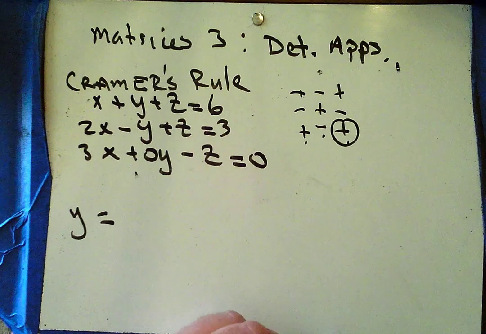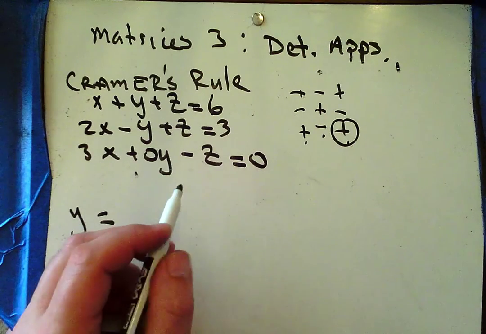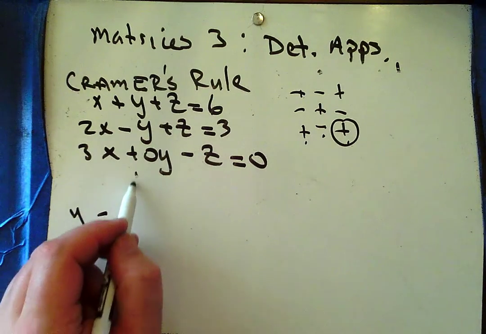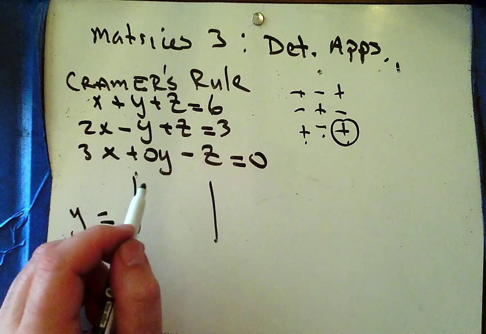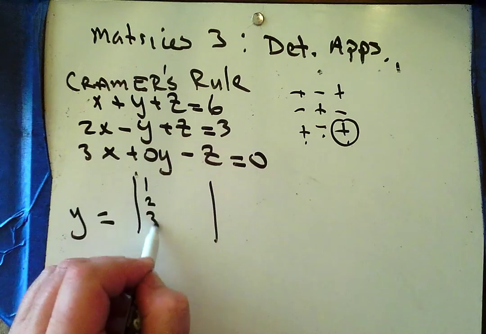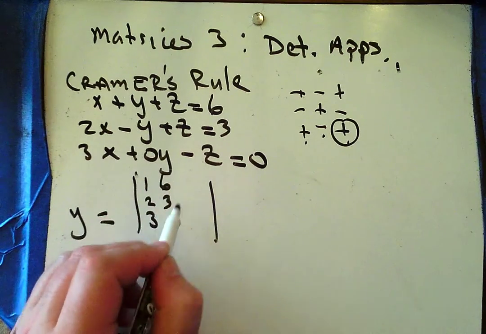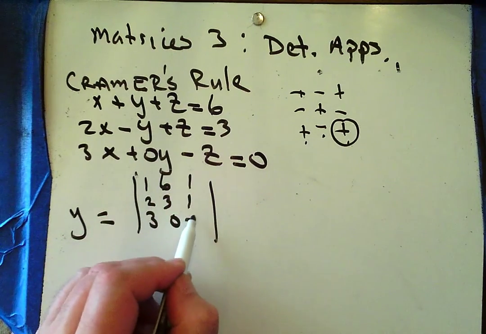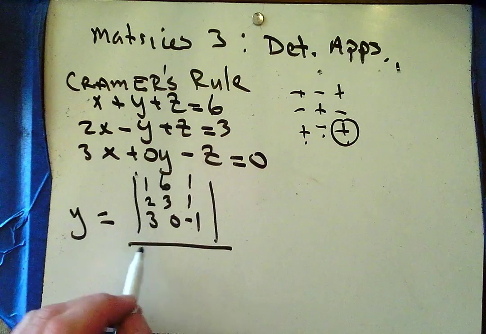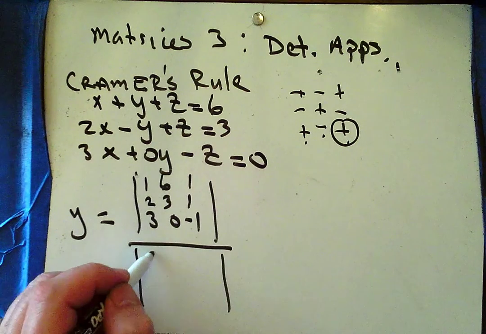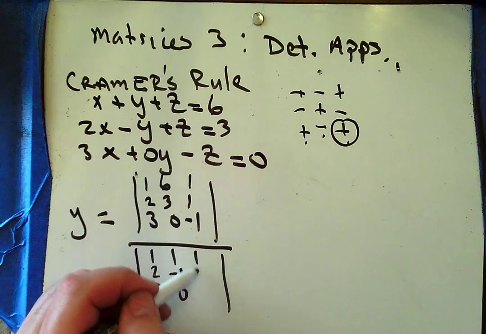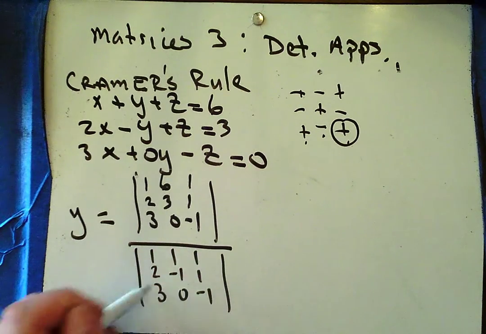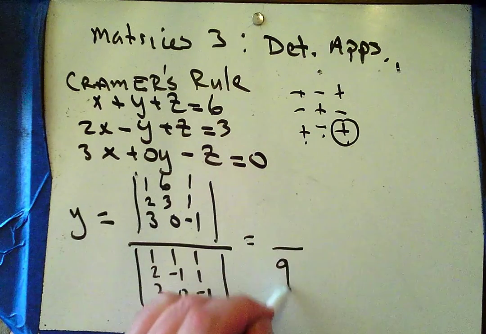Okay, pause the video, give it a try. Welcome back. So I'm going to have the y determinant, which means I replace these y's with these answers. So I'm going to have 1, 2, 3, 6, 3, 0, 1, 1, negative 1, over, and we've already done this one down here: 1, 2, 3, 1, negative 1, 0, 1, 1, negative 1. I just did this and came up with 9.